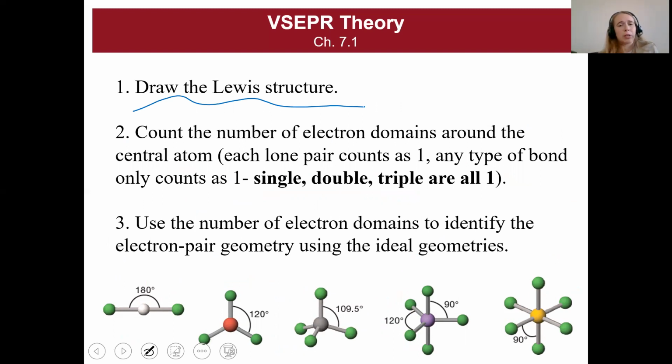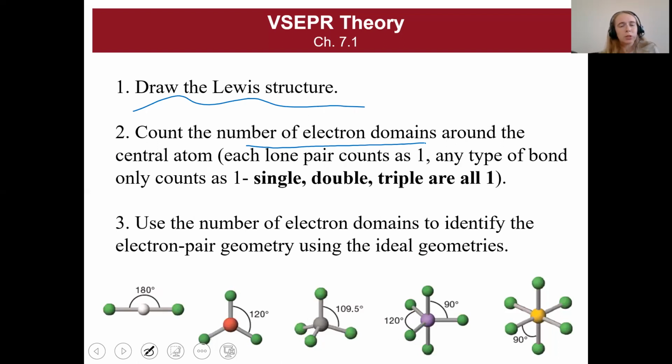So that's why we spent so much time on Lewis structures, because we're going to use them a lot in this chapter as well. You draw your Lewis structure, you count the number of electron domains around the central atom. Remember, each lone pair counts as 1 electron domain, and any type of bond counts as 1 electron domain. So single, double, triple bonds, doesn't matter. They're all 1 electron domain. And then a different single, double, triple bond, whatever, is a second electron domain.